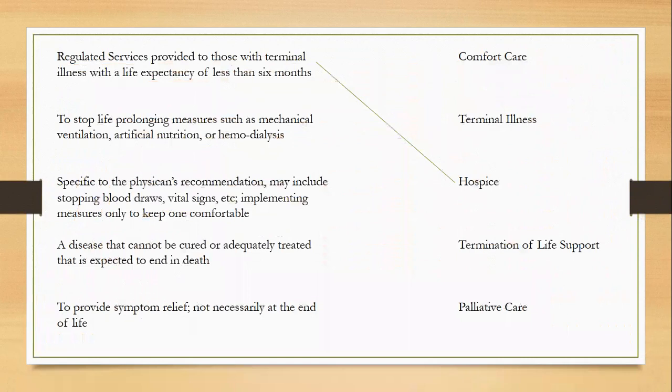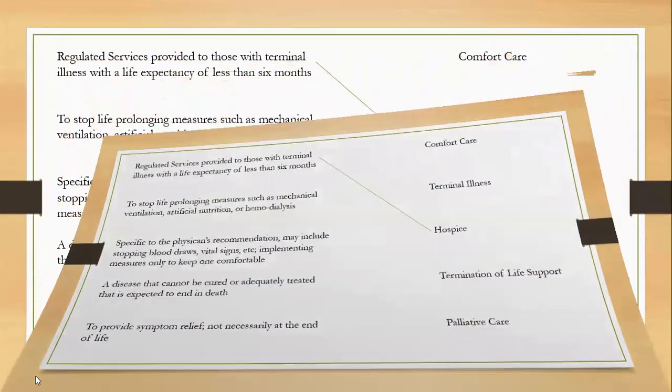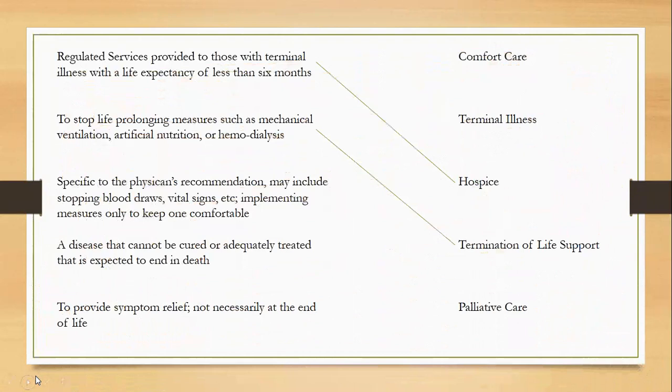Regulated services provided to those with terminal illness with a life expectancy of less than 6 months is hospice. To stop life-prolonging measures such as mechanical ventilation, artificial nutrition, or hemodialysis is termination of life support.